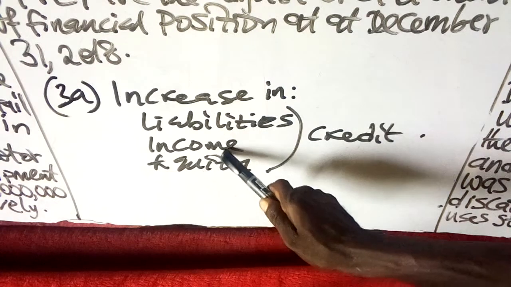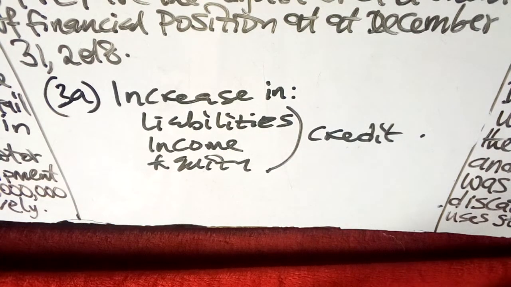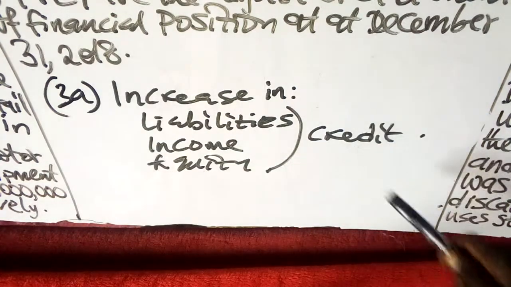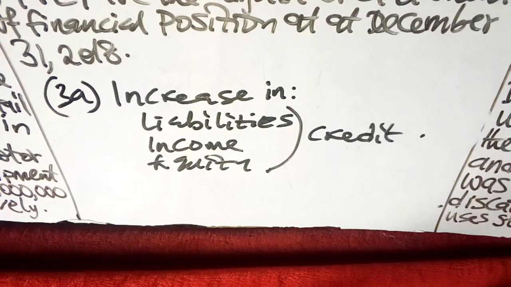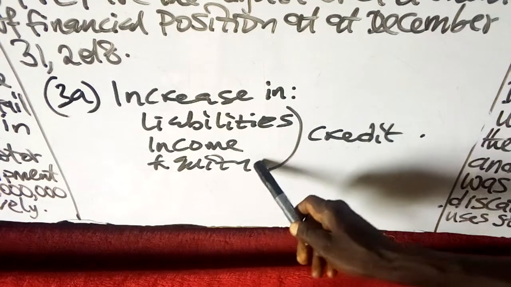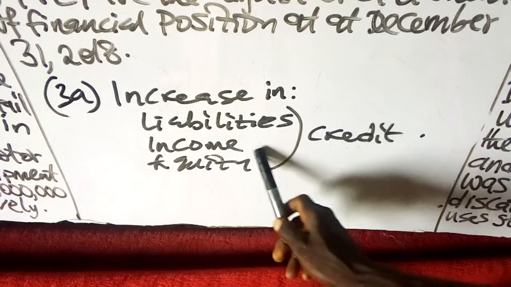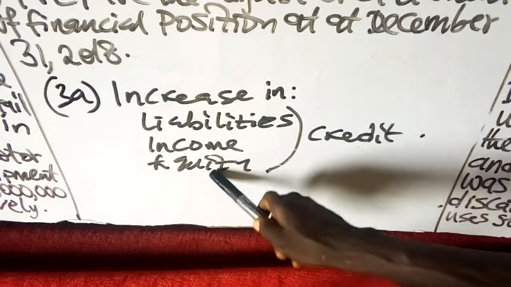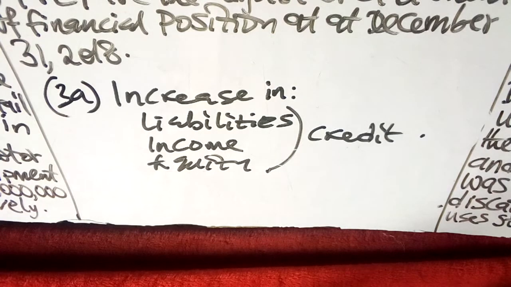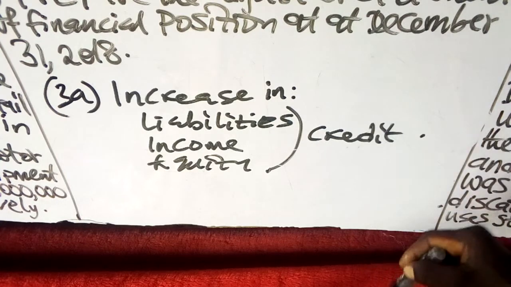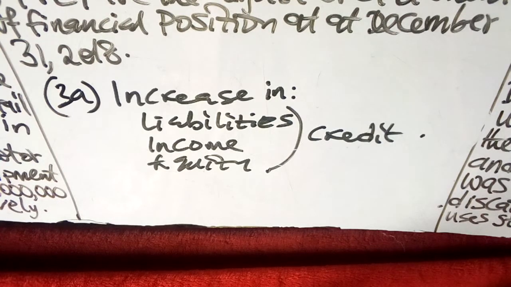When more income is earned, when you earn more income, your income increases, then you credit it. Your equity includes your share capital and your reserves. In the public sector, we might have funds accounts. When your funds increase, then you credit it. And anything that will lead to the decrease in those funds or government funds, then you debit it. So bear that in mind.